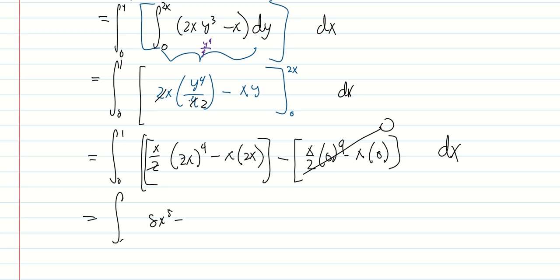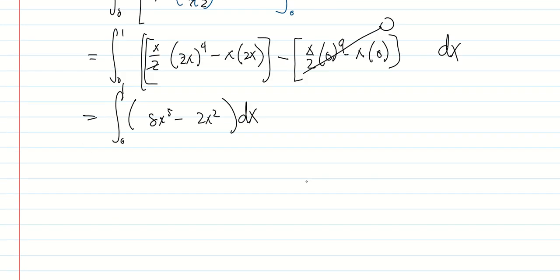Then minus, from 0 to 1, 2x squared dx. The last thing we will do is take the integral with respect to x. To do that, this will be equal to 8 over 6 x raised to 6 minus 2 over 3 x raised to 3, since 2 plus 1 is 3. Then again, upper limit minus lower limit, from 0 to 1.